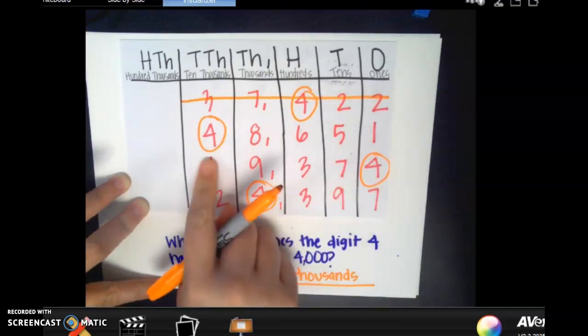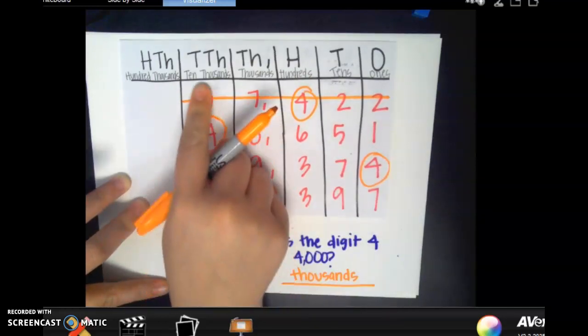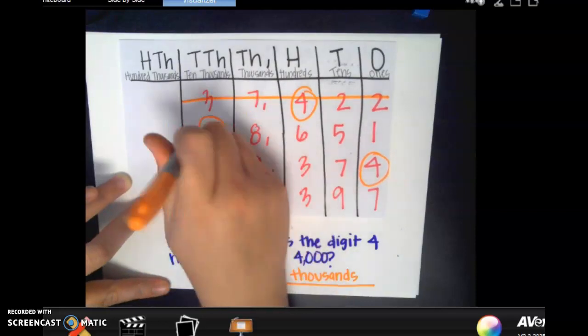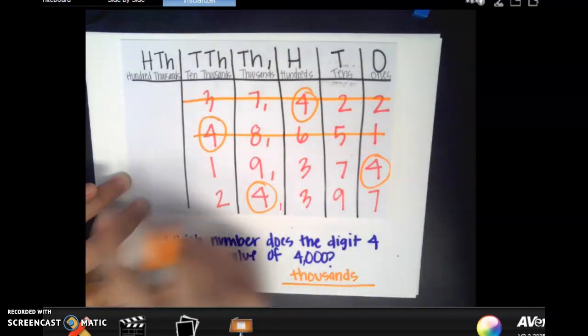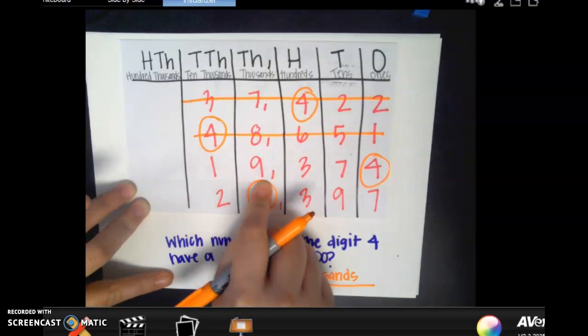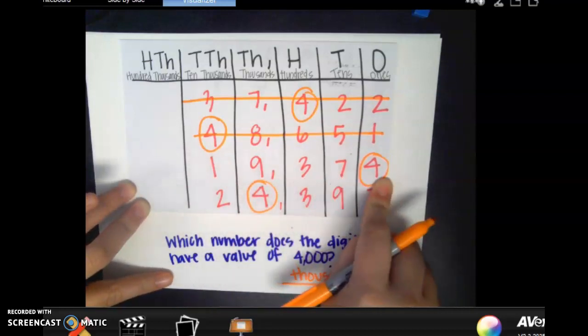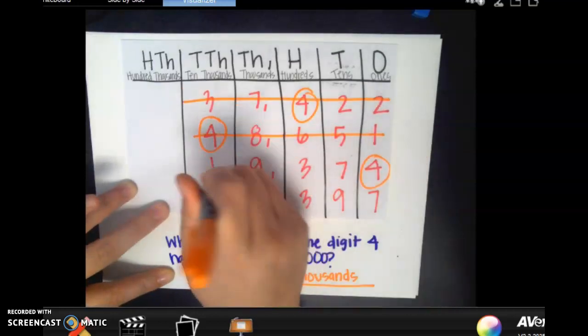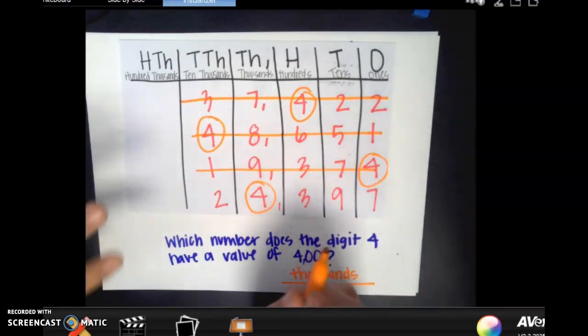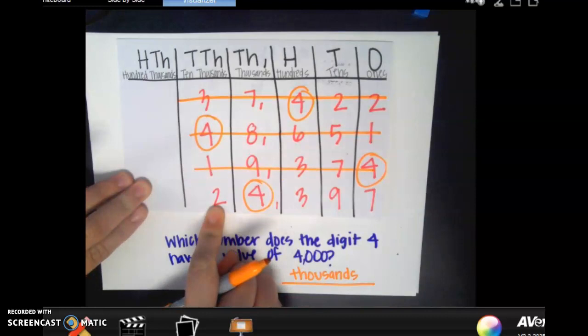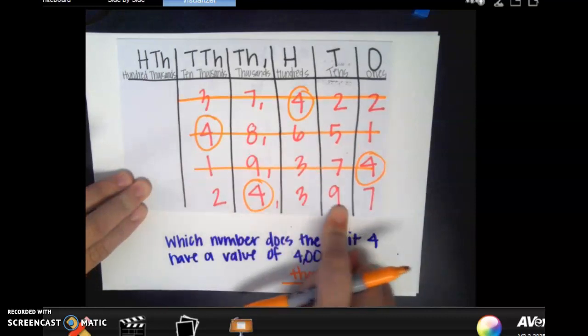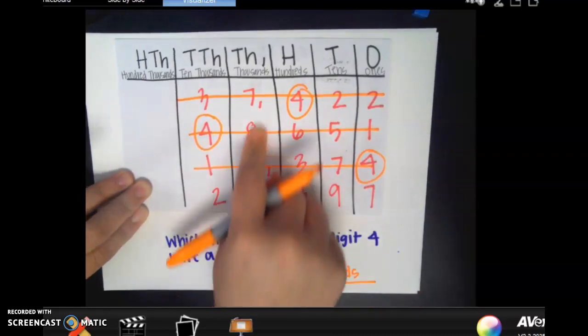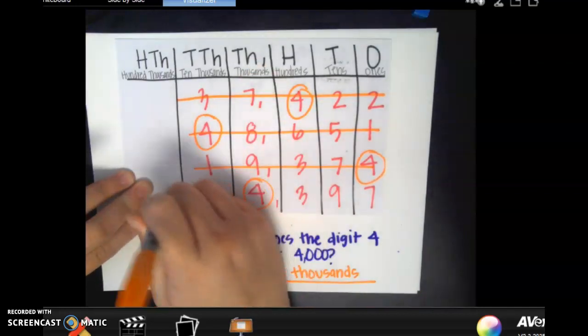48,651. The 4 is in my 10,000s. That's not going to be my answer. 19,374. 4 is in my ones place value. That's not going to be my answer. And 24,397. 4 is in my thousands place value.